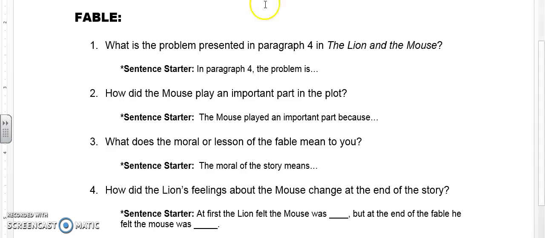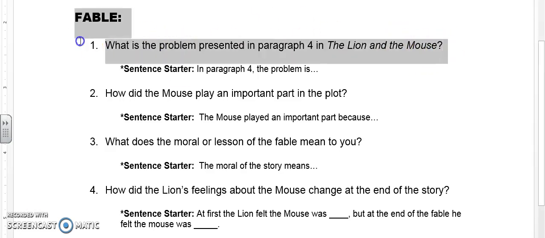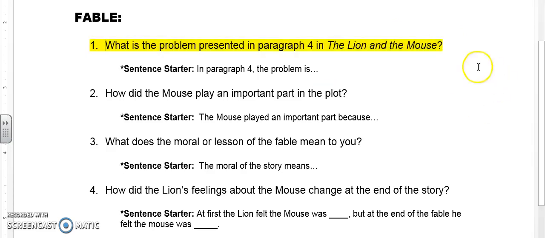Now, if you look at question number 1, let me highlight that. That is a question that has to do with our objective this week, which is describing incidents that advance the story or novel and explaining how each incident gives rise to other incidents or foreshadows future events in the story. Remember, foreshadowing, guys, just means that the author is giving you some hints or clues in the story that something is going to happen in the future.